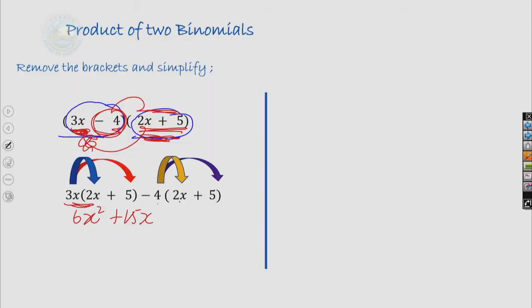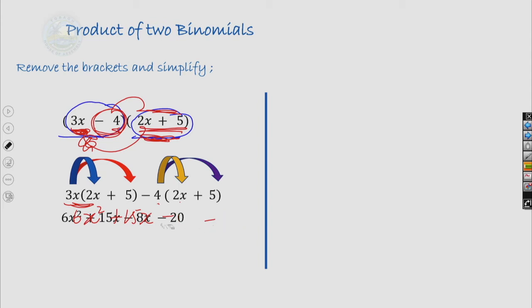So it's going to be negative 8x, and negative 4 by positive 5 is negative. Oh, I was going to write positive. It is negative. Signs are different, so it's going to be negative 20. Now look here for me. Let's see if that answer is correct. You can't see what I have there. Let's erase it and have a look. So what we had is 6x squared plus 15x minus 8x minus 20.